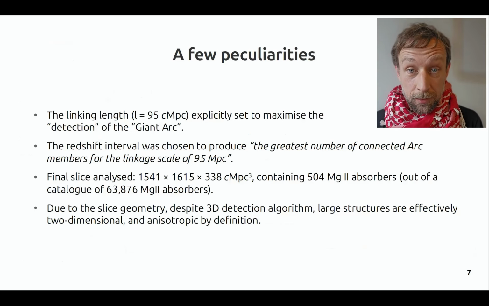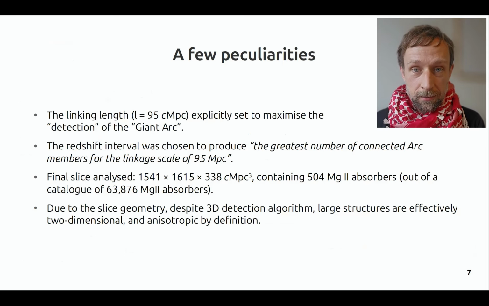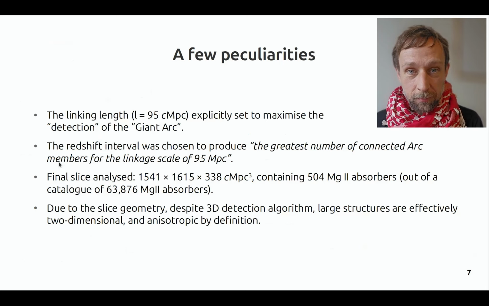There are a few peculiarities about its discovery. So as I mentioned, it was first seen by eye, and then described as a friends-of-friends group. So the friends-of-friends algorithm basically groups points together that are separated by less than one linking length. And so the linking length is an important parameter of the algorithm. And in the detection of the giant arc, basically the authors varied the linking length so that the giant arc would appear most clearly, and they settled on a linking length of 95 co-moving megaparsecs.